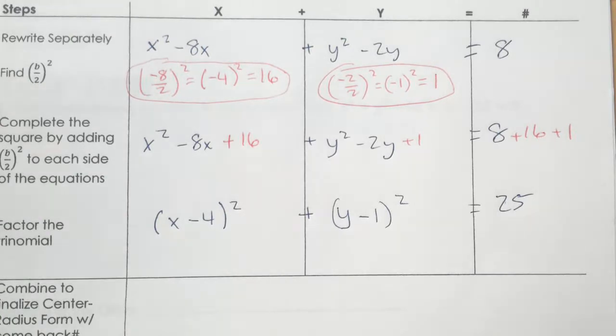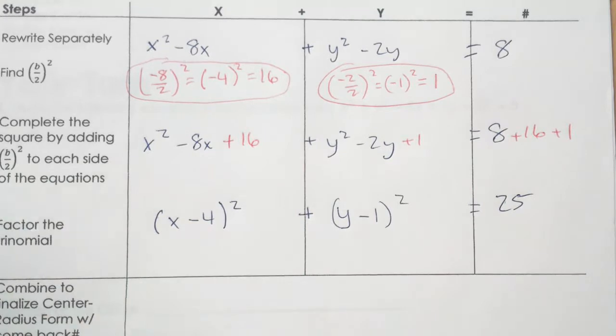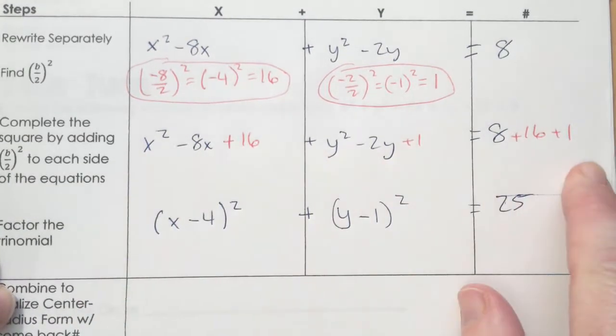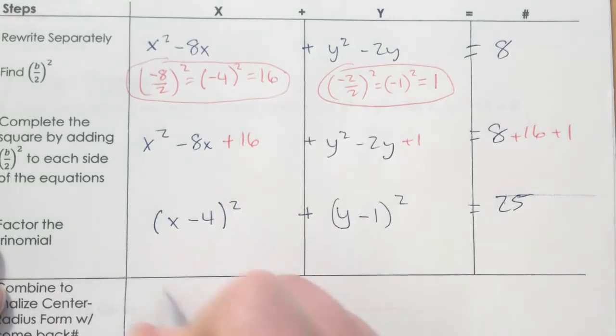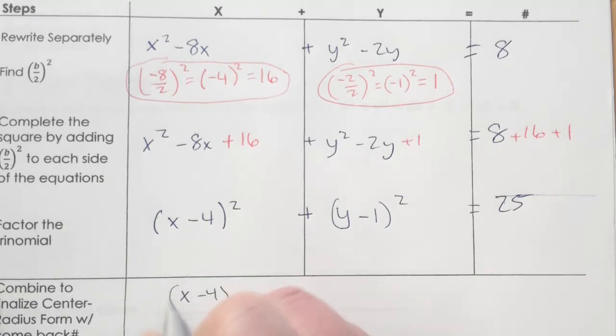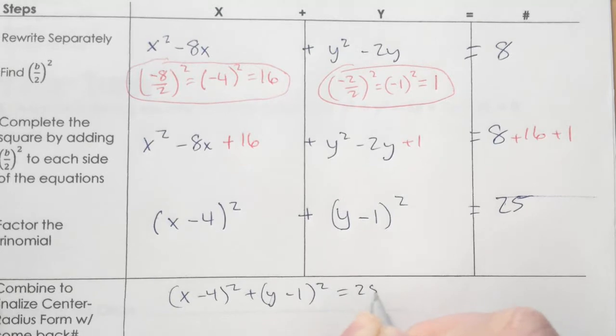So you do this, and then you can go straight to this if you like. Okay, so I'm just showing an extra step of what's going on. Okay, so now we have our equation. So this right here is our equation. X minus 4 squared plus y minus 1 squared is equal to 25.